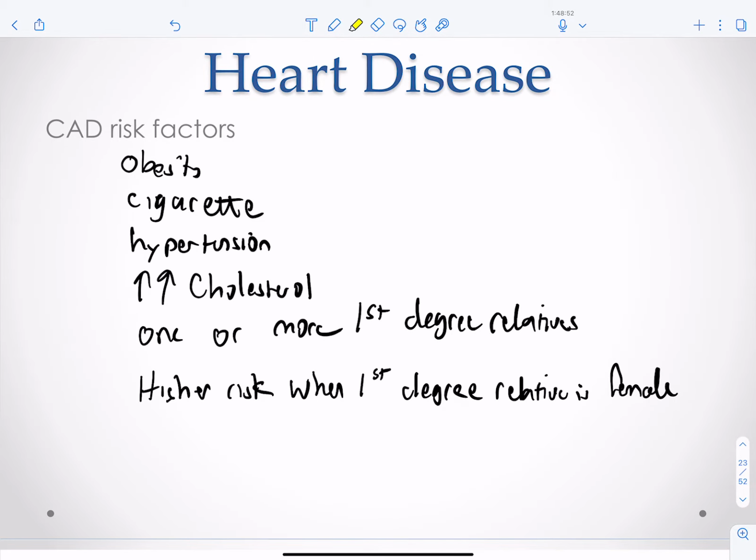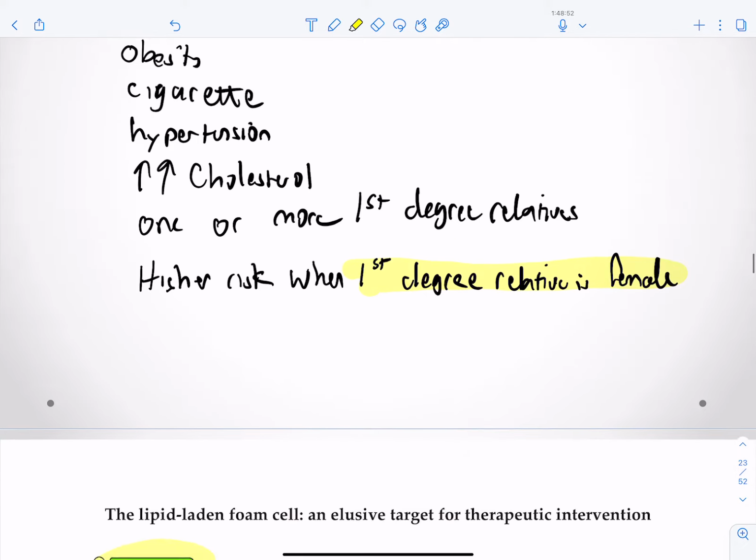So risk factors for coronary artery disease are going to be obesity, smoking, an increase of cholesterol. If you have a first-degree relative that had coronary artery disease, and you have a higher risk when the first-degree relative is the female, because they have the higher threshold, similar to pyloric stenosis. And so it means you've inherited more risk factors if you have a first-degree relative that is female, or you have likely inherited them.